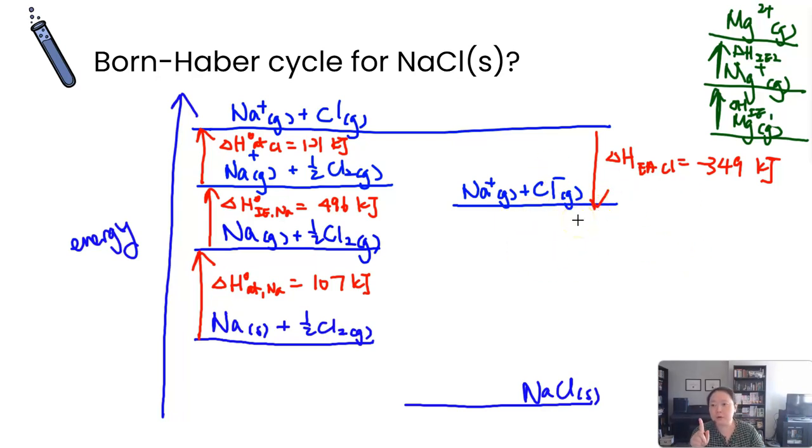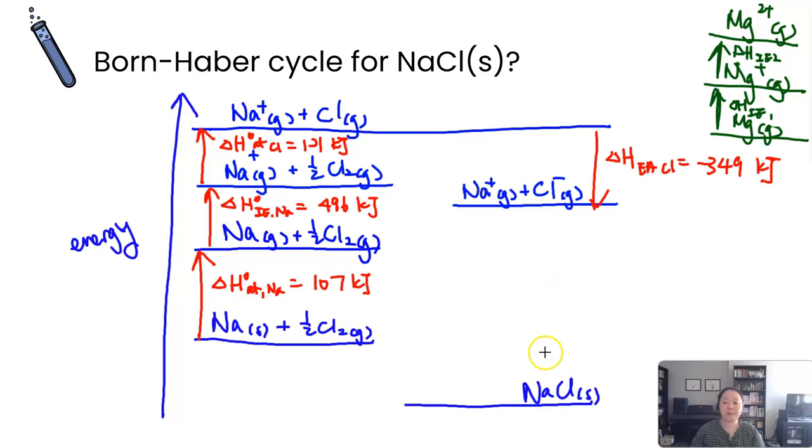Now, something for you to note is that every single second and subsequent ionization energy is always going to be endothermic. And so what's going to happen in that case is that you're going to have to extend this further. And so after this first electron affinity, you're going to have to go up however much to put in that second electron affinity. So some of these Born-Haber cycles can look quite complicated.